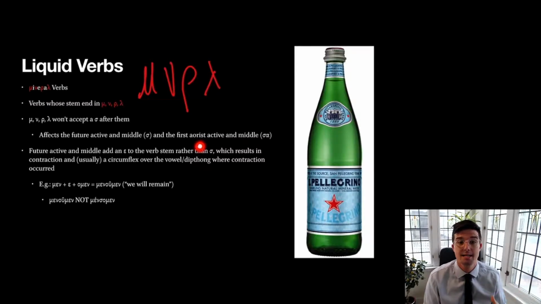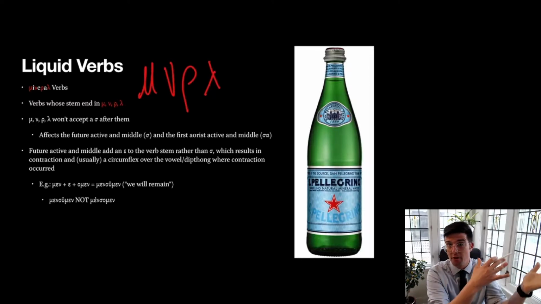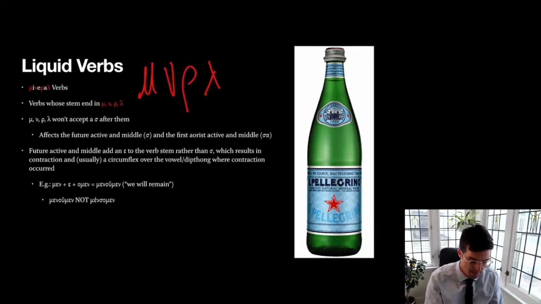And what happens then is that you get contraction. The epsilon with whatever ending comes after it is going to contract, just as with other contract verbs. And so, for example, men is our root from μένω, and if we want to put this into the future, we can't use the sigma because this nu will not accept a sigma after it. So instead, it puts the epsilon there and then the amen ending of the first person plural.